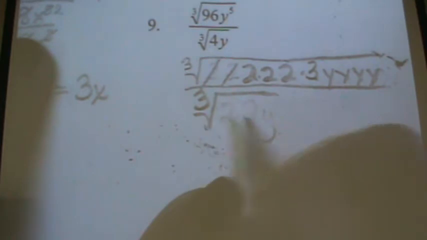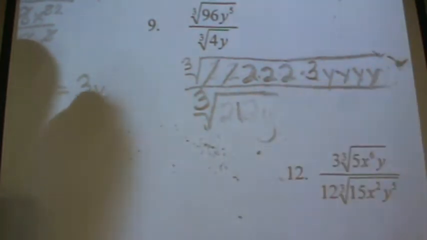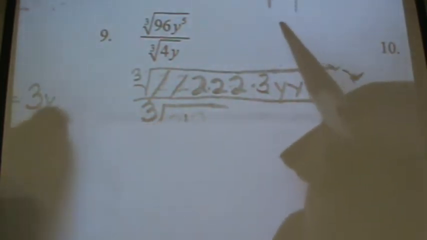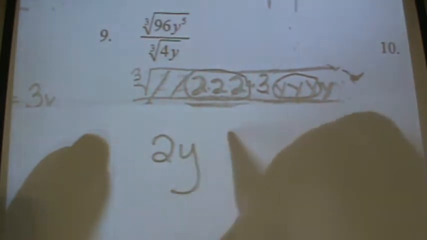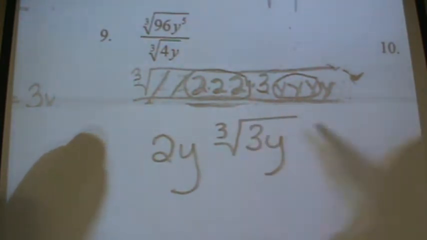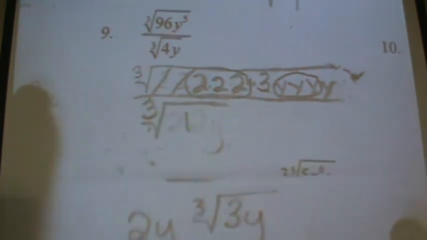We're looking for what's in the bottom? A 1. So what you have here is nothing in the denominator except a 1. Now you're going to look for 3 of a kind. So we have 3 2's and 3 y's. So the 2 and the y come out, and what stays would be the cube root of 3y. Do you get this? So the answer would be 2y, and then the cube root of 3y. Next one.